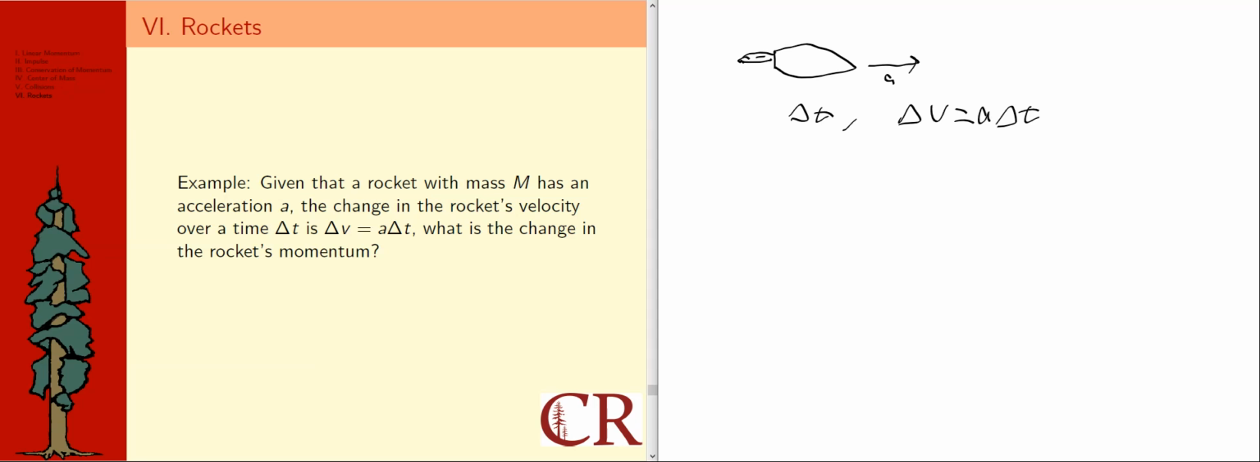And like I said, I just want to get an expression for what change in momentum that would imply in this time delta t. I think the reasonable thing to do is to say, well, change in momentum is probably tied to this change in velocity. The rocket has a mass m, so I'm just going to say that change in momentum should be that mass times a change in velocity, and then plug in this expression that we just got.